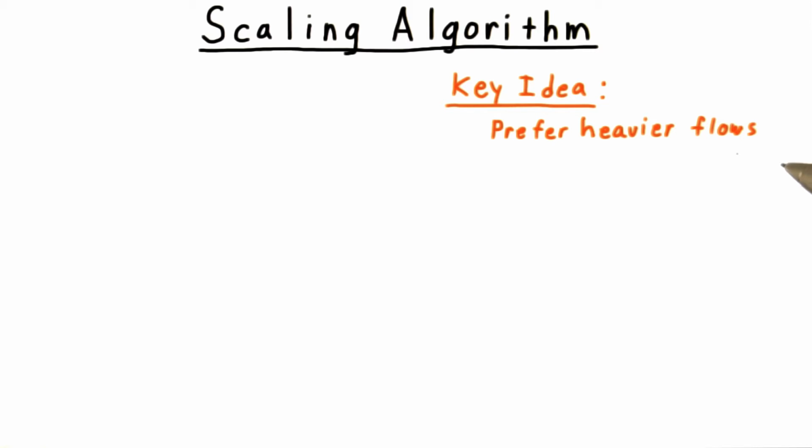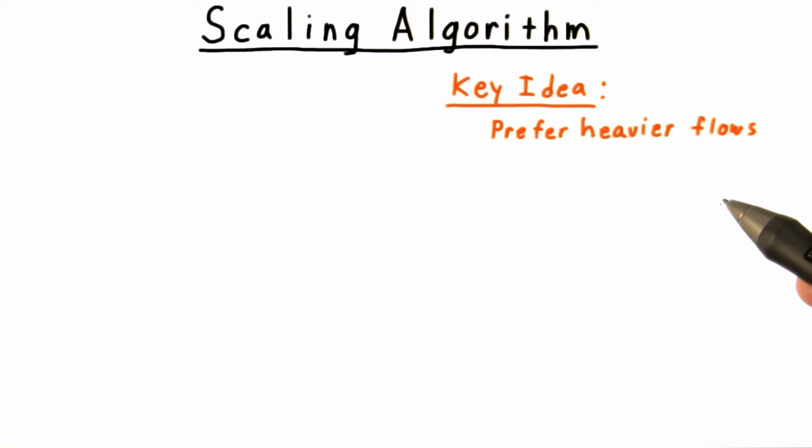This idea that we should prefer heavier flows brings us to the scaling algorithm. One idea is to find the heaviest possible flow. We could do this by starting with an empty graph and then adding an edge with the largest remaining residual capacity until there was an s-t path.